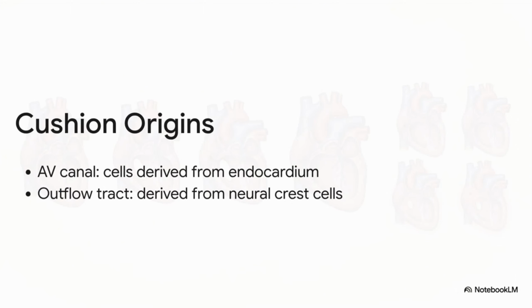All right, pay attention here, because this brings us to a massive, high-yield exam point, the cellular origins of these migrating cells. They are not all the same. The cells that migrate into the cushions of the atrioventricular canal, those are derived straight from the endocardium. But the cells populating the outflow tract cushions have a completely different embryological origin. They're actually derived from neural crest cells. You definitely want to lock that distinction in your memory.